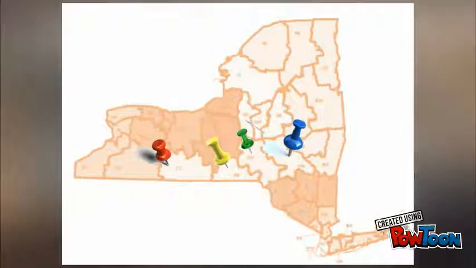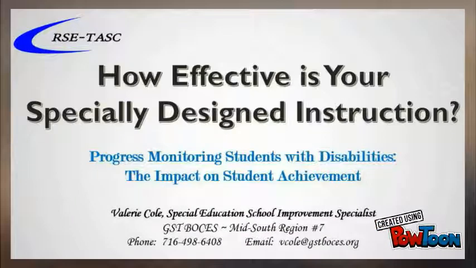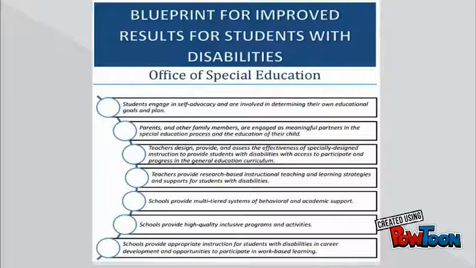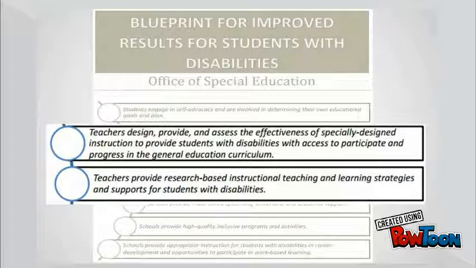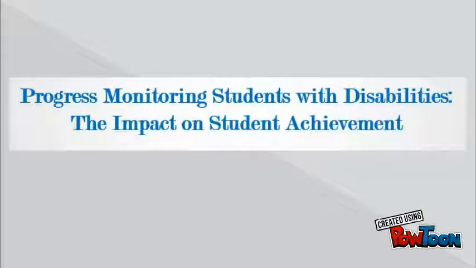This video is a mini training or an overview of the evidence-based practice of using progress monitoring to assess the effectiveness of specially designed instruction. As you know, we always want to align our work to the blueprint for improved results for students with disabilities. This evidence-based practice aligns with the core principles 3 and 4. This is a process for monitoring student progress in order to assess the effectiveness of specially designed instruction.